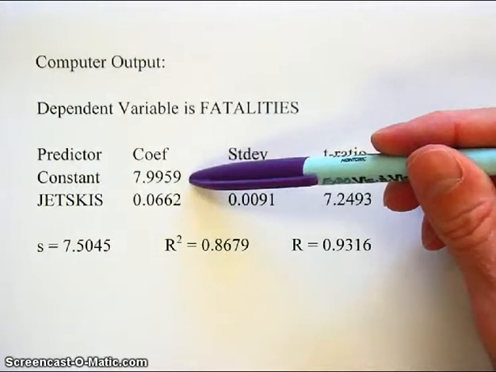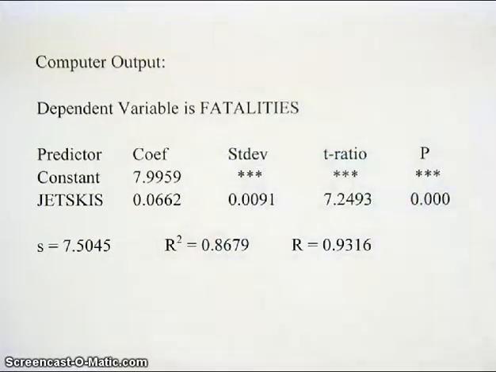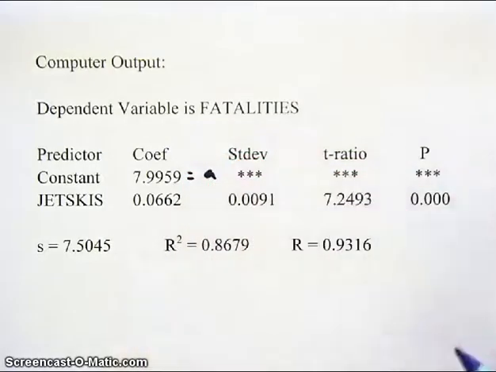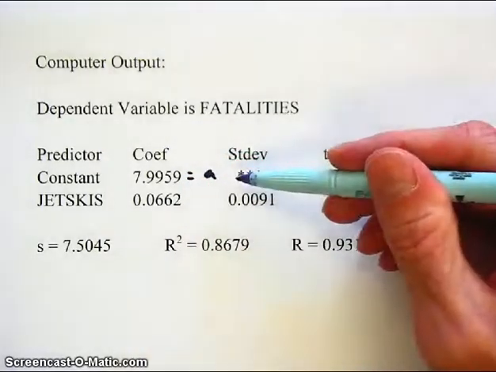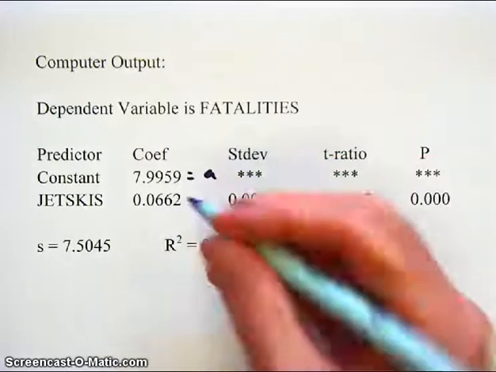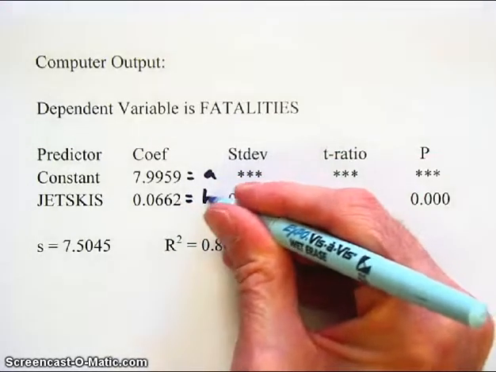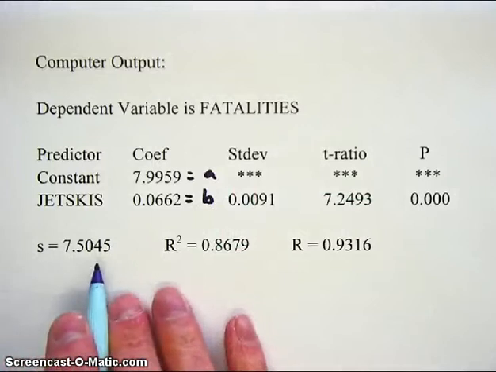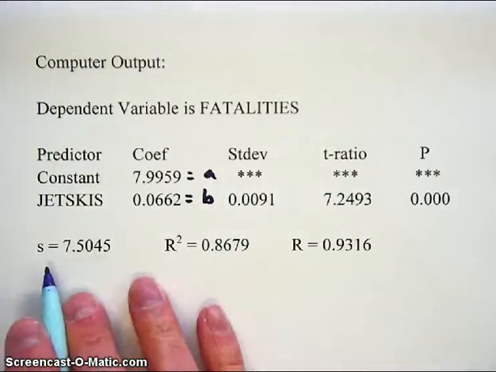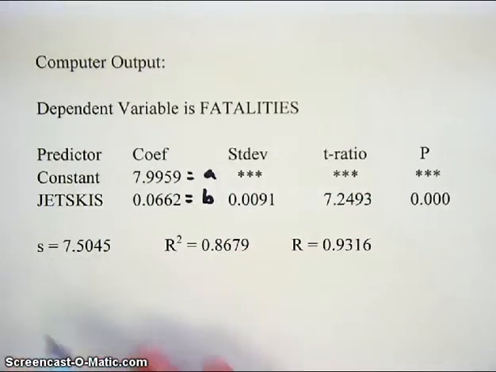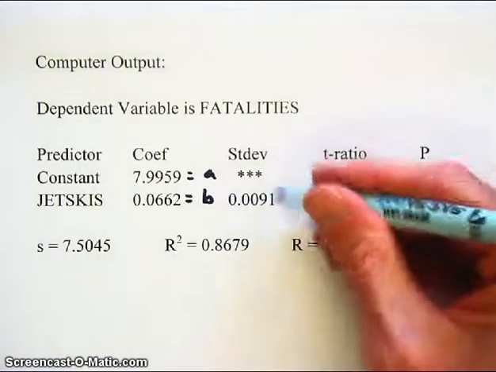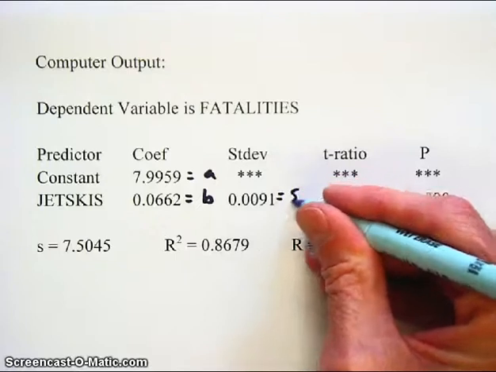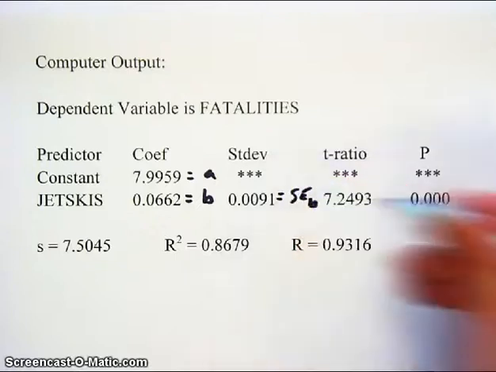Here's the coefficient for the y-intercept, 7.9959. So that right there is A. Okay, that's the y-intercept of your regression line. This value right here is B. That's the slope of your regression line. Down here at the bottom, they give you S, the standard error about the line. That's the third statistic that we use in regression inference. And over here, in the standard deviation column, we have 0.0091. That is the standard error of B.